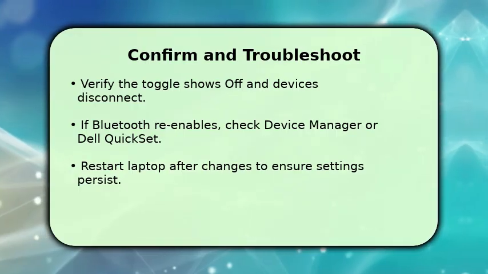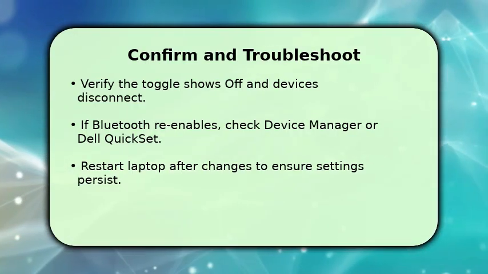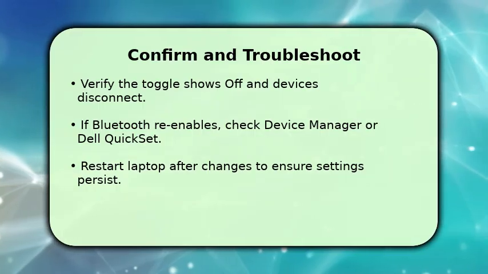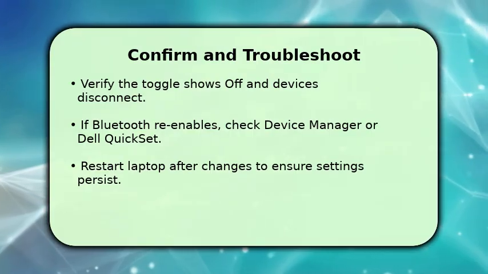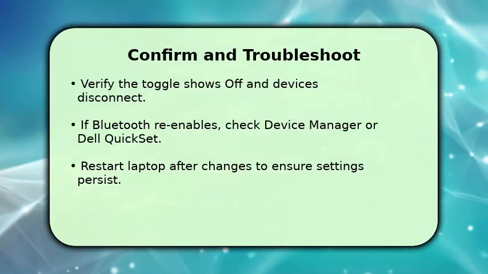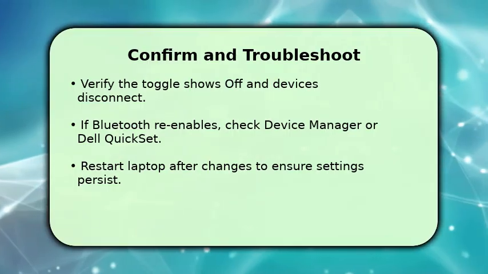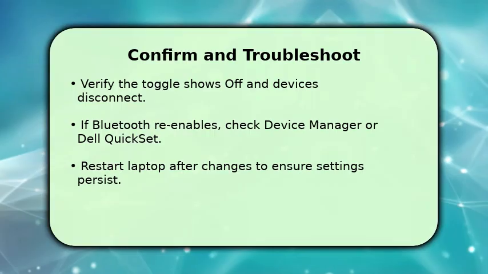If Bluetooth re-enables or won't turn off, open Device Manager, expand Bluetooth, right-click the adapter and choose Disable Device, or check Dell QuickSet or app settings that might override Windows. Once done, restart the laptop so Windows commits the change.